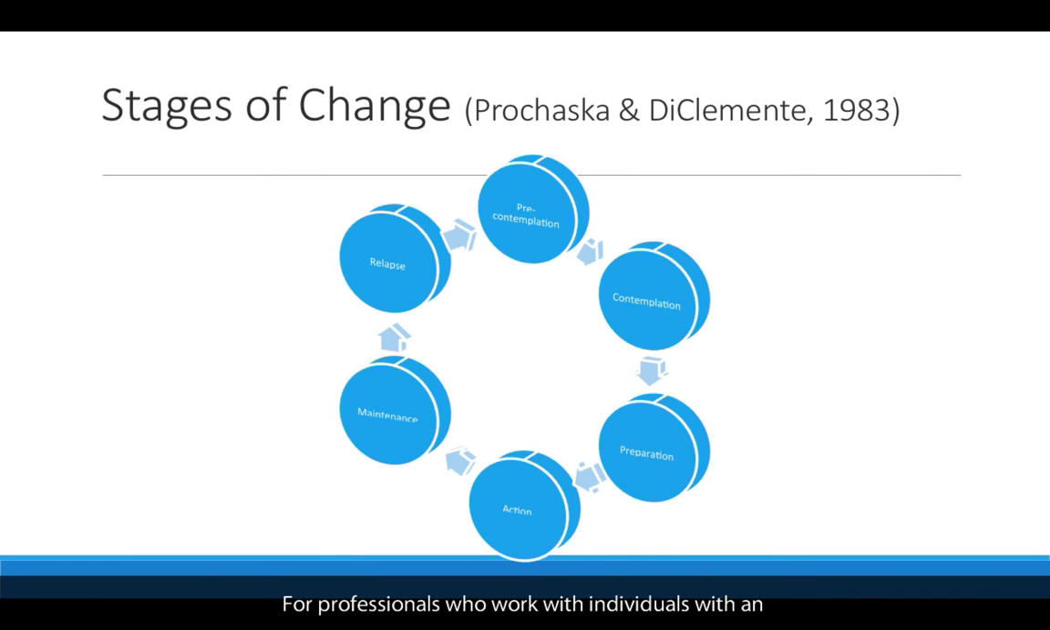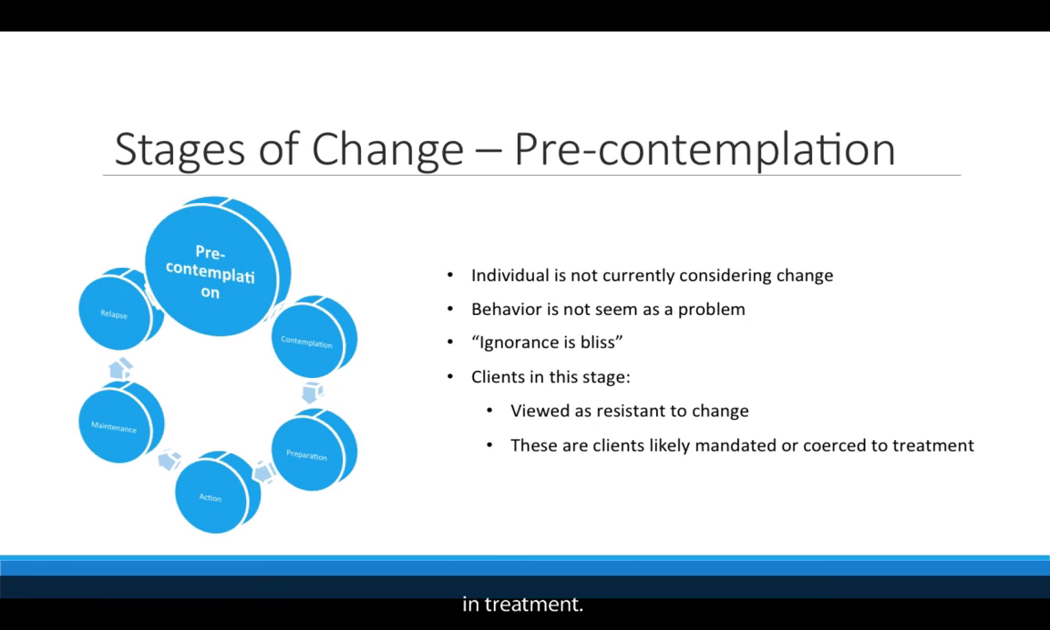For professionals who work with individuals with an addictive disorder, this model can be extremely helpful in assessing where a client is in terms of their readiness or motivation for change. And with that knowledge, it will then help the professional determine the best way to engage that client in treatment. So let's get started talking about the individual stages of change.